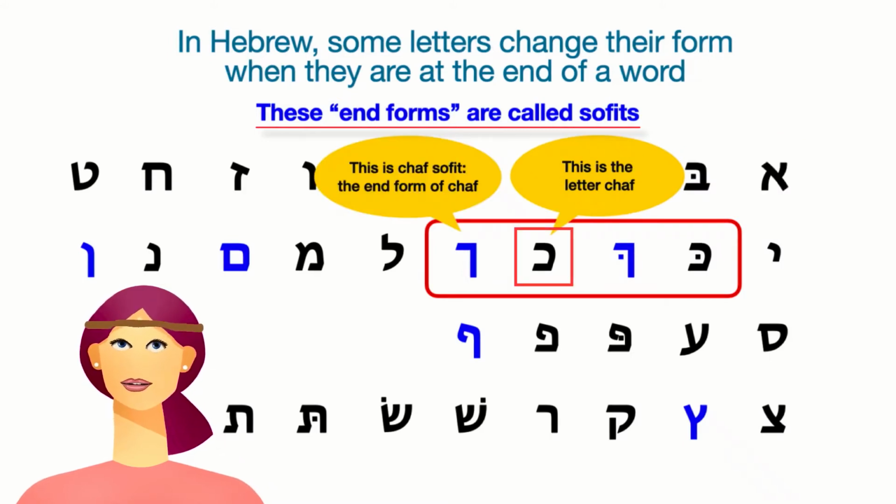The letter Chaf looks like the letter Kaf, but without the dot inside. This is how we write it if it is found at the beginning or within a word. But when it is the last letter of a word, it is written as its sofit form, Chaf sofit.